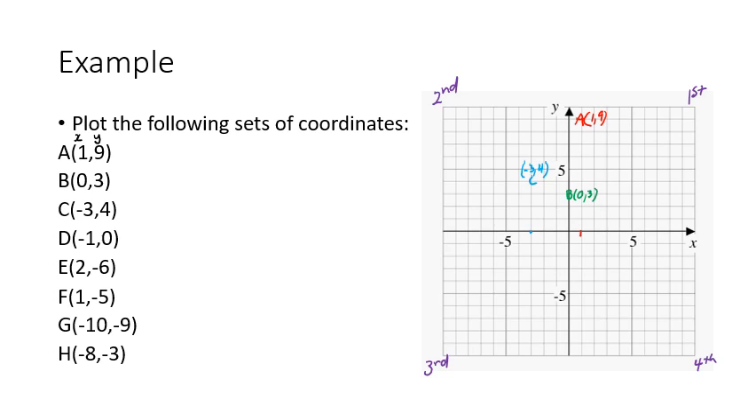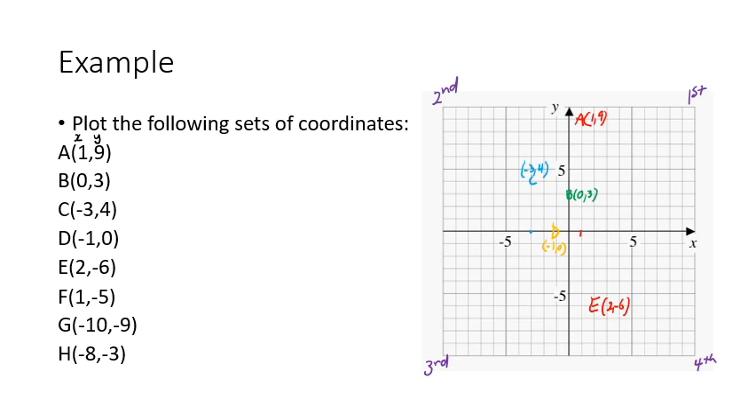Next one is D. I'll do that in orange. So we go minus 1 with our x, which gives us here, and we go 0 with our y, which means we don't move. So this is going to be D, which is minus 1, 0. E, I'll use red again, is 2, minus 6. So 2, minus 6 is here. So that is E.